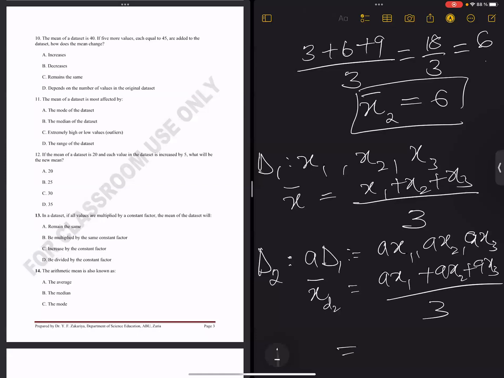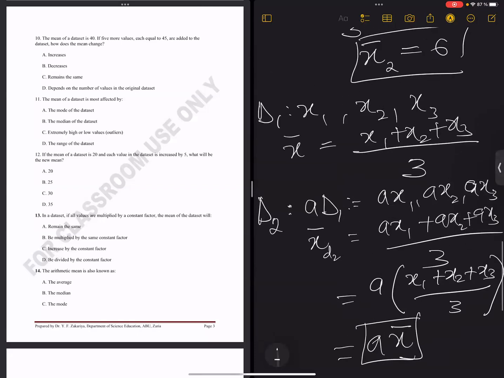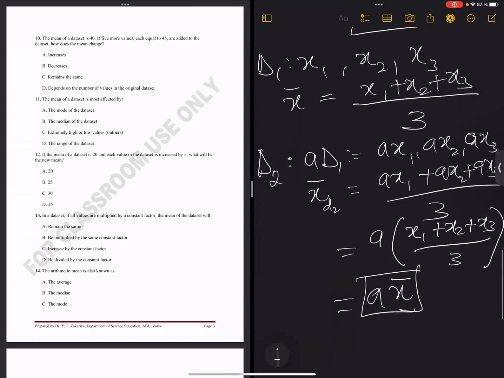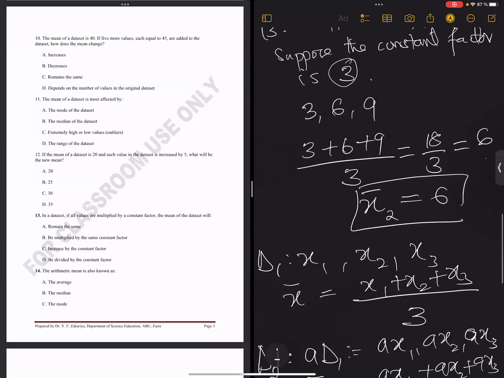So this a is a common factor. You can bring it out into brackets: a times x1 plus x2 plus x3 divided by 3. Can you see? Which is the same thing as a times x bar. So when you multiply a data set by a constant factor, the mean will be transformed by simple multiplication of that factor. This is very important. Take note. Is it okay, everybody? Yes, sir. Thank you, sir.